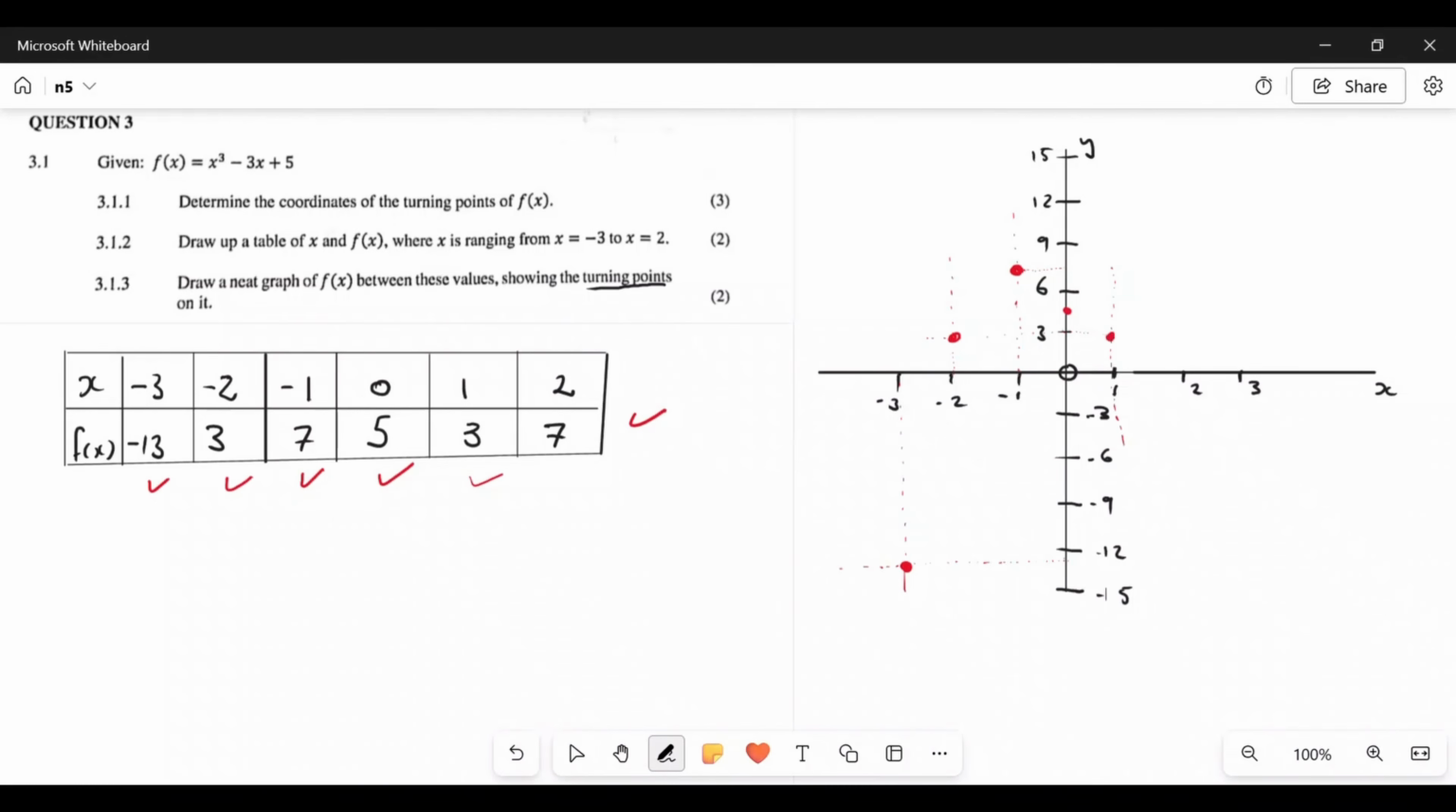So this here is going to be our point there. As you can see, this is also our turning point. I almost forgot about our turning point. This is also our turning point there. And then the last point here where x is 2 and f of x is 7, or y is 7.